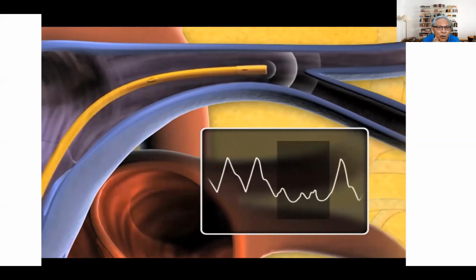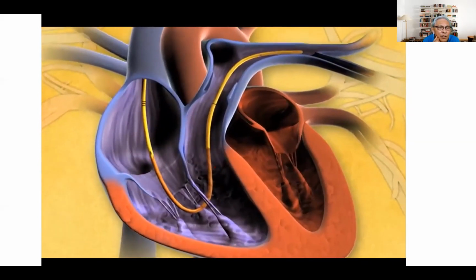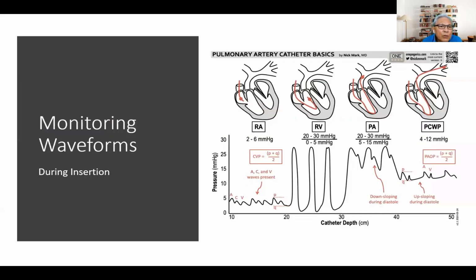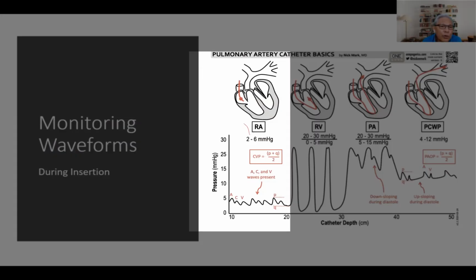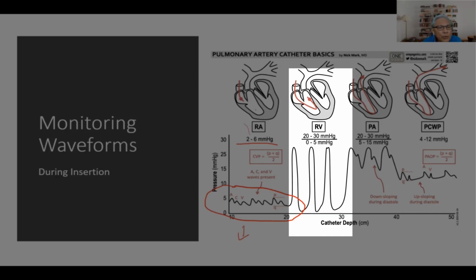Do you see now, or have a visual on, the different types of pressure waveforms that are going to be manifest as the catheter moves forward? When the balloon-inflated catheter goes into the right atrium, obviously we're going to see a smaller pressure, around 2 to 6 millimeters of mercury, and this is what's called the right atrial pressure. As it goes into the right ventricle, which is a bigger structure, greater pressures are generated in this chamber, and therefore you see a rapid rise in the pressure.